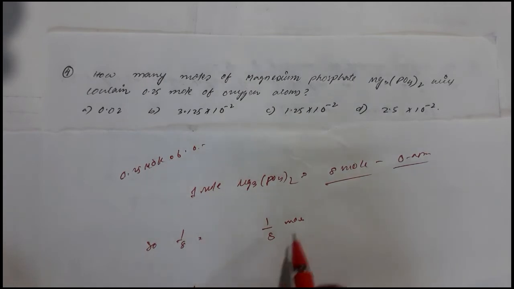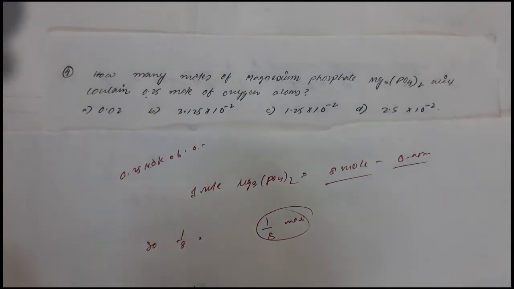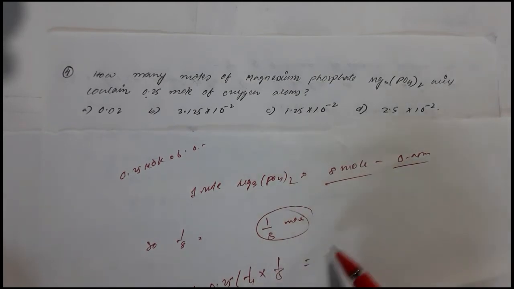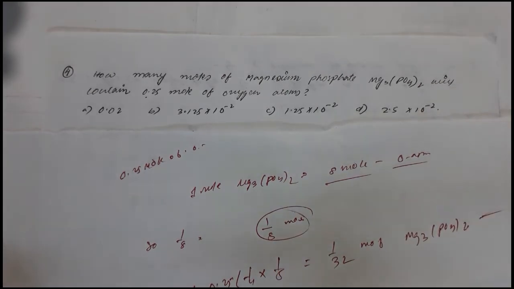Now what we are asking for is 0.25 mole. 0.25 means 1/4 of this 1/8. That means 1/32 mole of Mg3(PO4)2 will contain 0.25 mole of oxygen atoms. If you go through the calculation, the answer is not in that format, so 3.125 we can have here, and once it comes here it will become 10 to the power of -2.